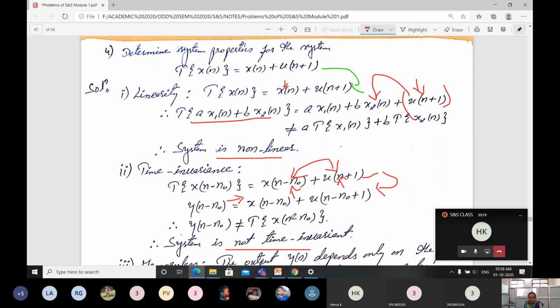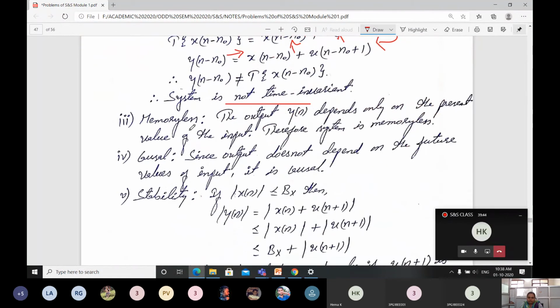Then what about the memory? If I substitute n equal to 0, you will get x of 0 plus u of 1. If I go on substituting n equal to 1, you will get x of 1 plus u of 2. If I substitute n equal to minus 1, you will get x of minus 1 plus u of 0. Well, therefore, the output y of n depends only on the present value of the input. Therefore, the system is memoryless.